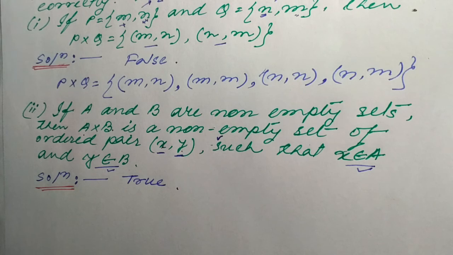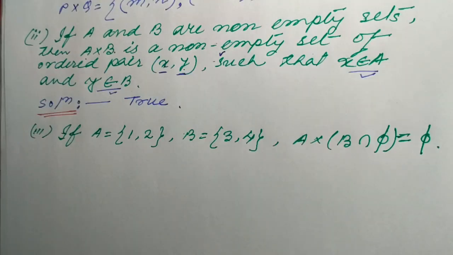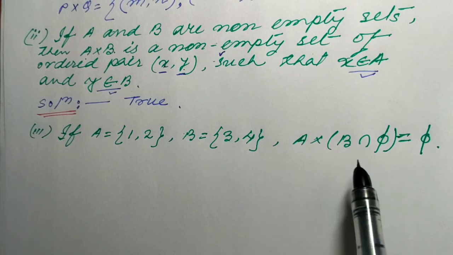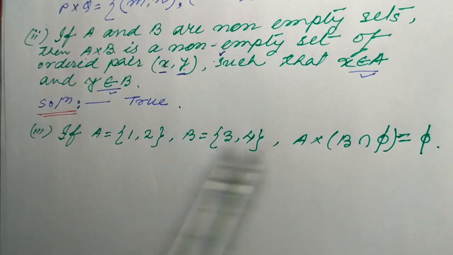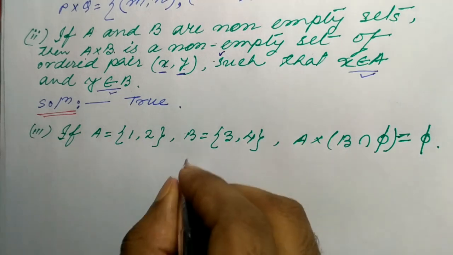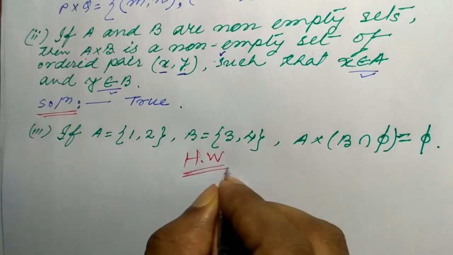The next question: if A equals {1, 2} and B equals {3, 4}, then (A × B) ∩ ∅ equals ∅. This will be your homework.